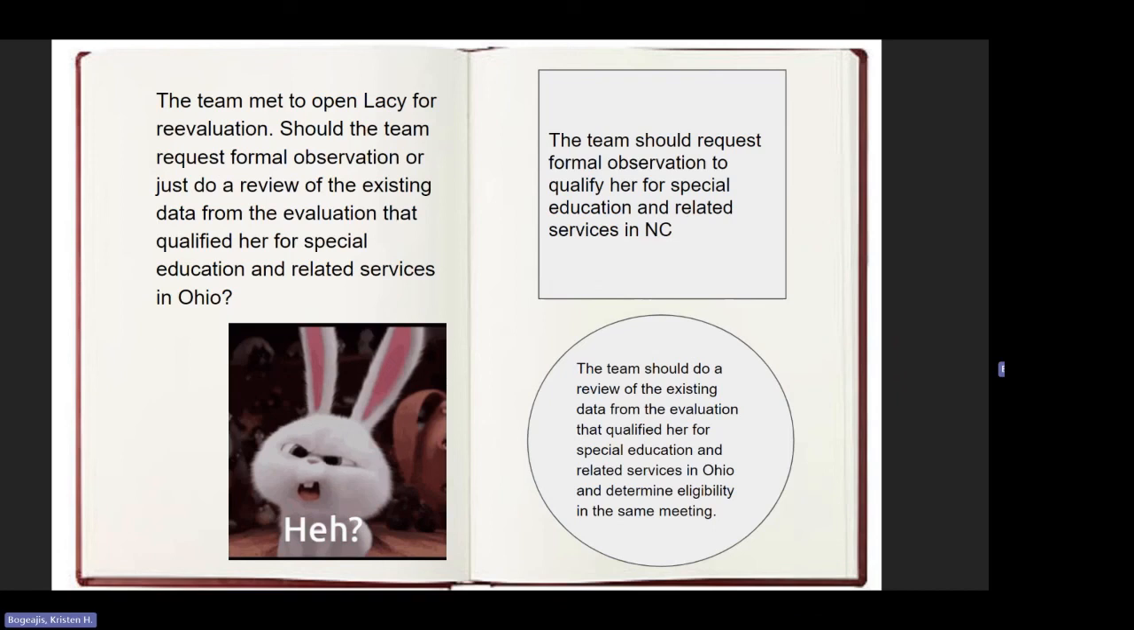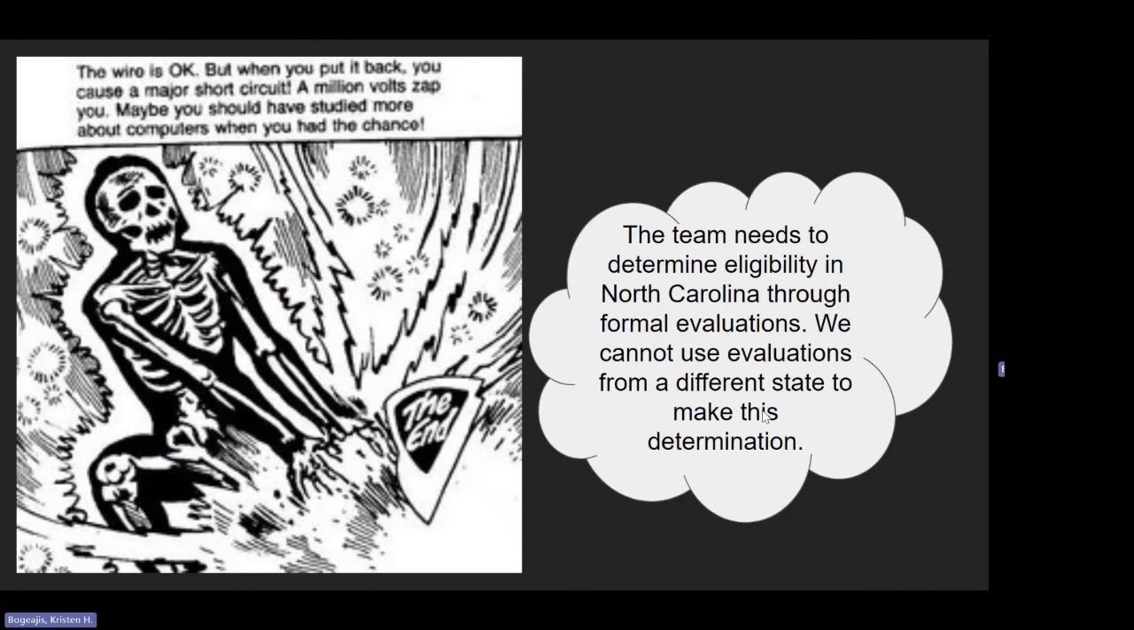The team met to open Lacey for reevaluation. Should the team request formal observations or just do a review of existing data from the evaluations that qualified her for special education related services in Ohio? So, what do you think? Should they just do a review of existing data, or should the team request formal observations to qualify her for special education related services in North Carolina? The team needs to determine eligibility in North Carolina through formal evaluations. We cannot use evaluations from a different state to make this determination.